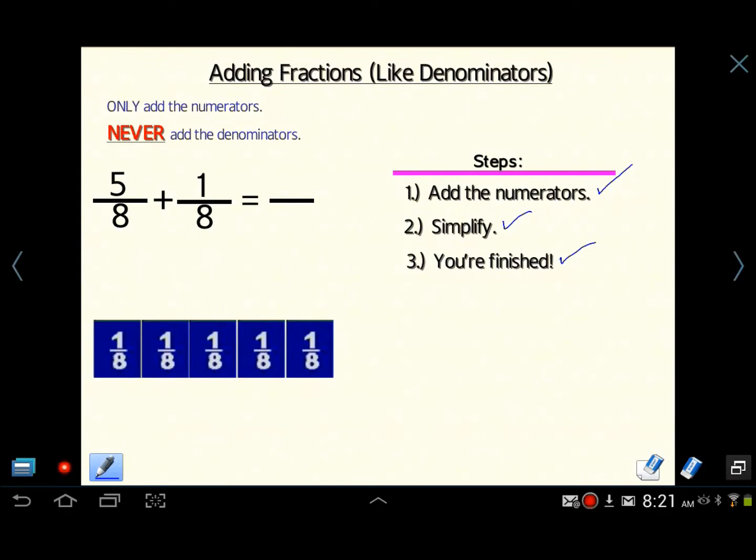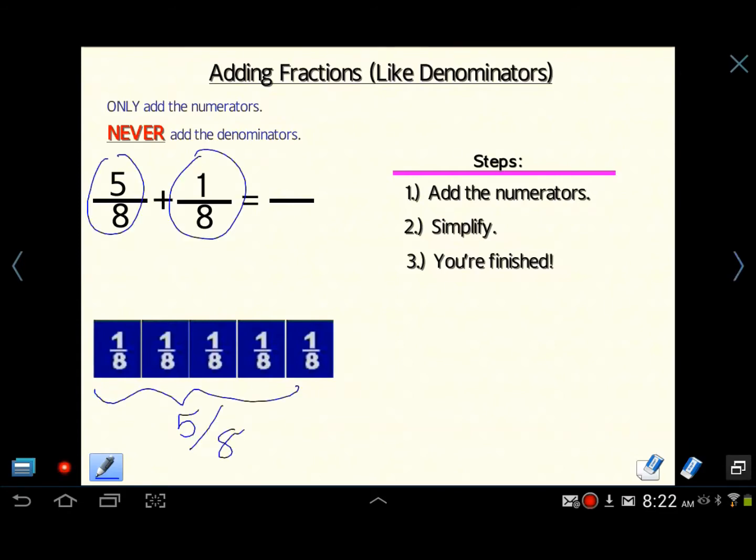Okay, so I'm going to go ahead and show you. I'm going to show you using fraction strips, which you should all have as well. And I'm going to expect you, the student, to be able to model this as well. So right here we have 5/8, and my model here represents 5/8. And I'm going to add 1/8 to it. There we go. So there's 5/8, there's 1/8.